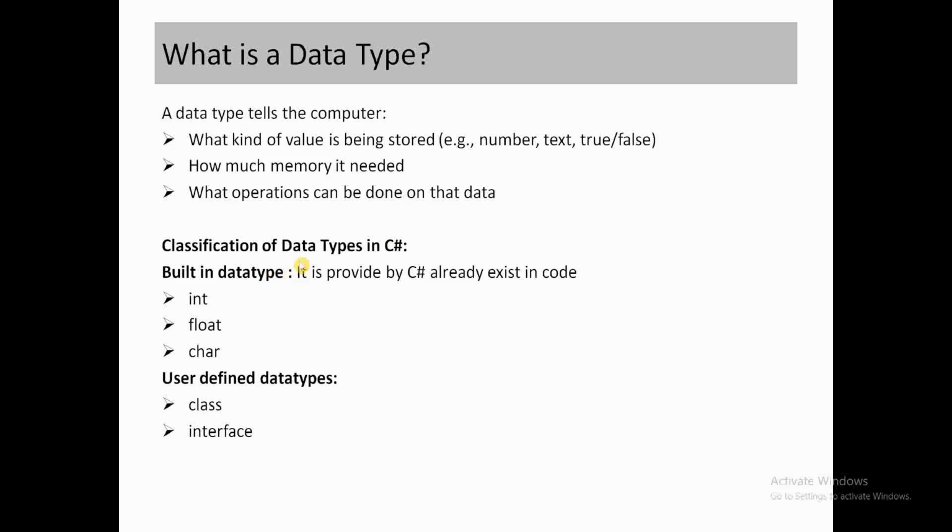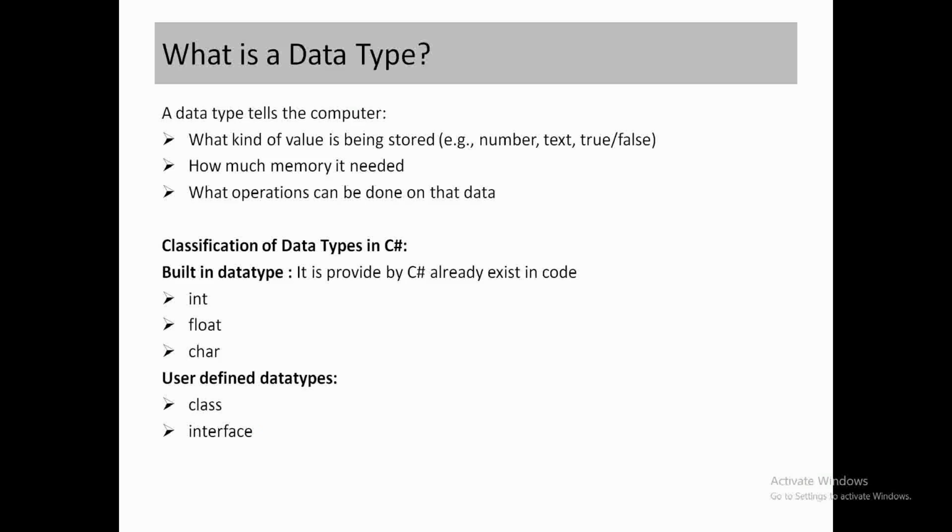There is some classification of data types. There are two types of data types: the first one is built-in data type, and the second one is user defined data type. The first one is provided by C#, it already exists in the code. We do not need to create it, we already get it if we have C# code. In that we have integer, float, and character data types which we can use. In integer we can put number values, in float we can put a decimal value, and in character we have to put a single quoted character like A, B, or C. Only A if we want to put in character.